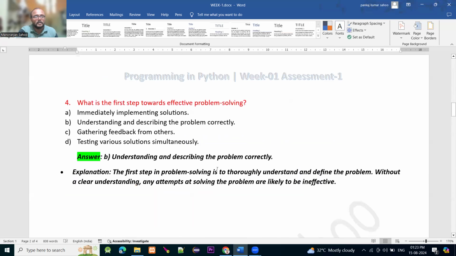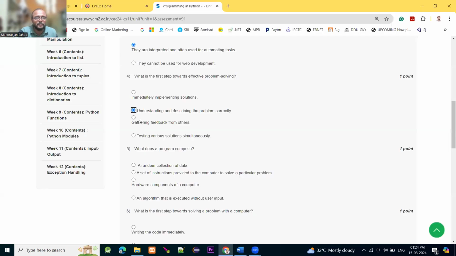The first step in problem solving is to thoroughly understand and define the problem. Without a clear understanding, any attempt at solving a problem is likely to be ineffective. So for effectively solving a problem, first we have to understand and describe the problem correctly. Here, option B is the right answer, so we'll put option B.